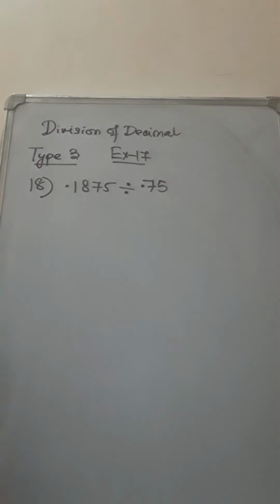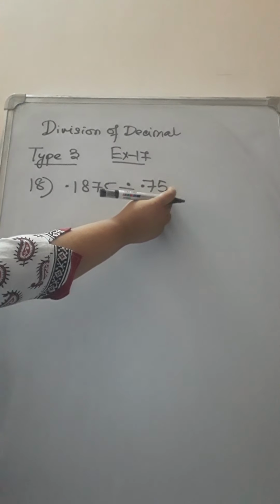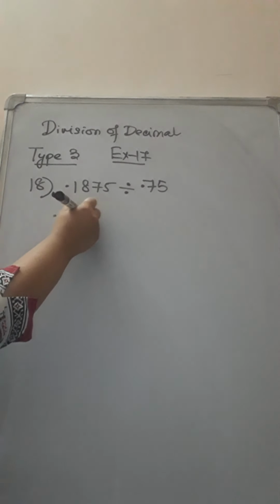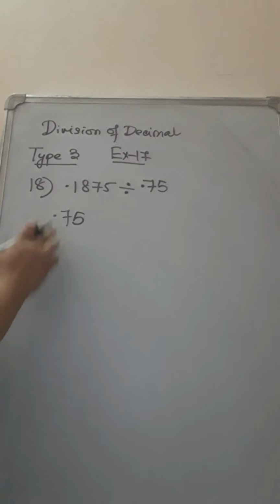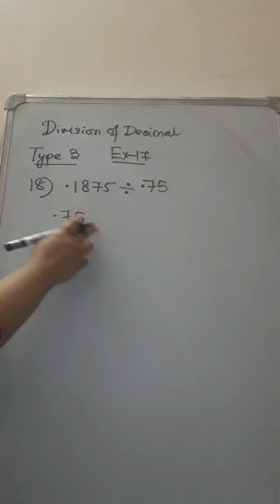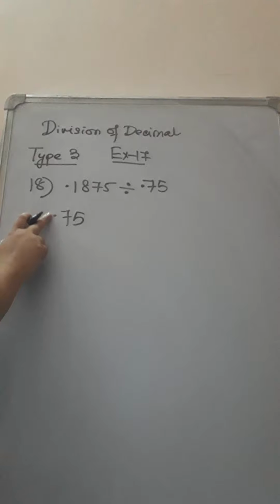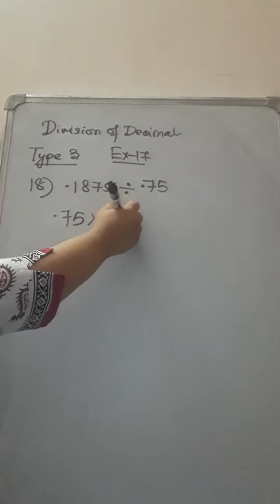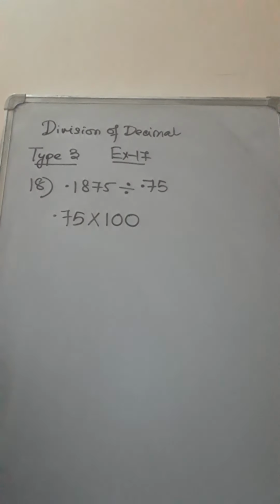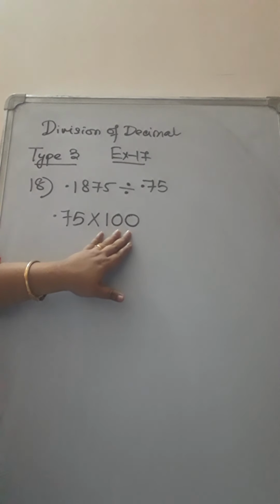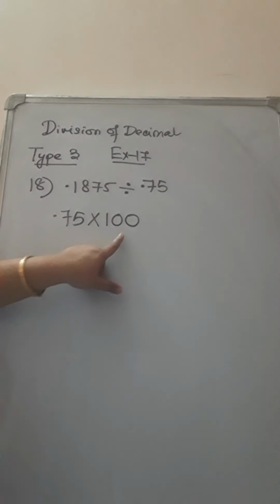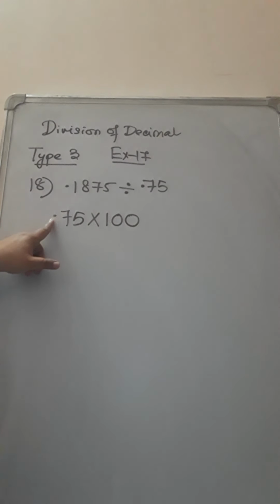So here what we need to do, first you check the divisor. We will try to make it point free. We will try to convert it into a point free pure number. So I have told you when I was doing multiplication how the point will be removed. Suppose I want to remove the point, means the point needs to move 2 places. So I can multiply with 1 and 2 zeros, that is 100. If I multiply with 100, then according to the number of zeros the point shifts.